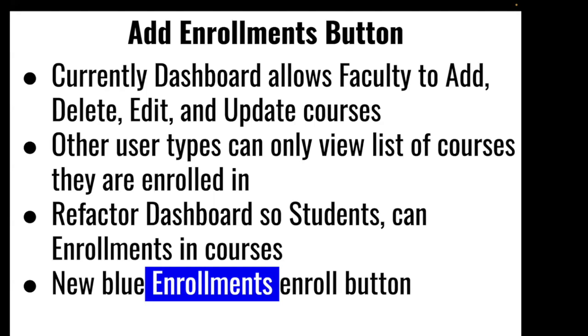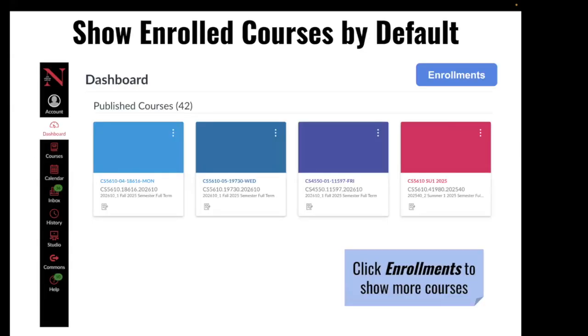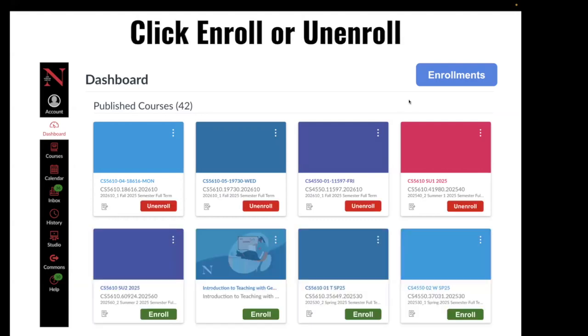So if I log in as user one, I see a set of courses. If I enroll as user two, I see a different set of courses. Well, in this implementation, you're going to add an enrollments button, that by default displays only the courses to which you are enrolled. So it shows you only have these 4 courses that you're enrolled in. But if you click on this button, enrollment, then the dashboard changes. It shows more courses.